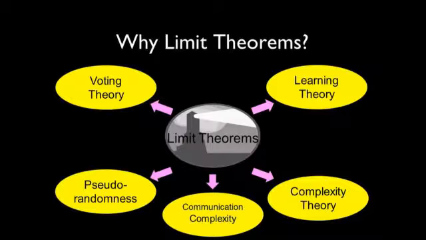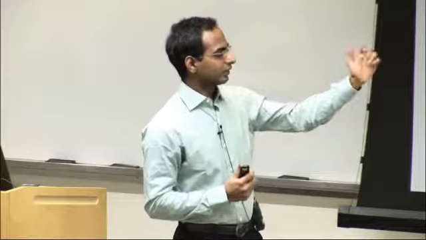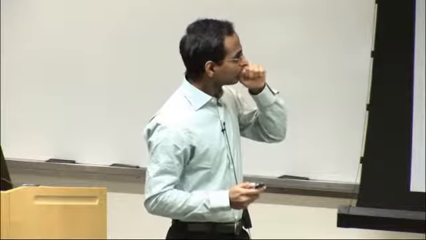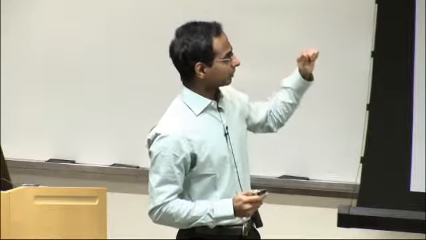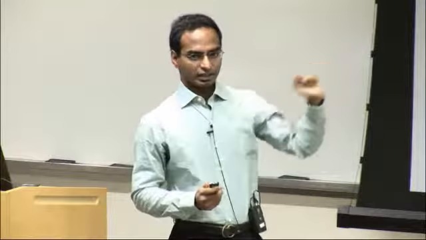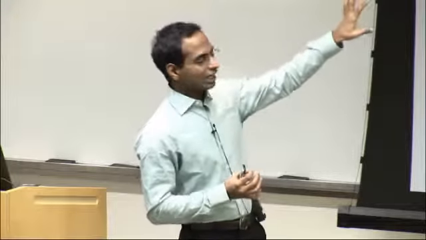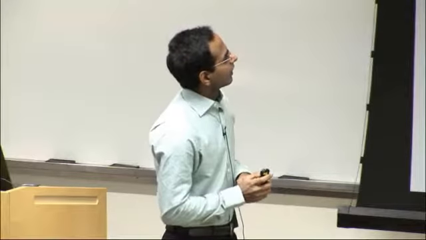Limit theorems have a lot of applications in computer science, to voting theory or social choice theory, learning theory, complexity theory, communication complexity, and also in pseudo-randomness. Here I'll talk about one limit theorem and its applications to questions in voting theory and learning theory. My work has led to 2 generalizations of the central limit theorem to multidimensional and discrete versions, which are motivated by such applications and problems in learning theory. Here I'll talk about the multidimensional version.